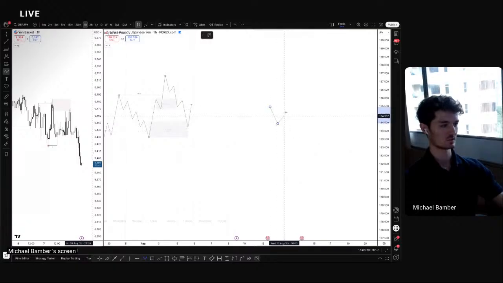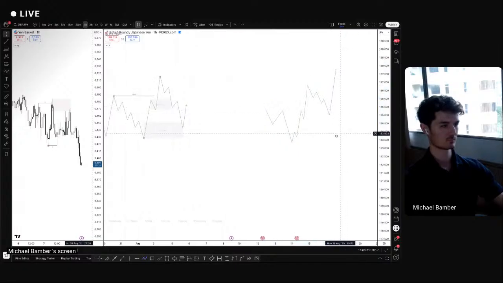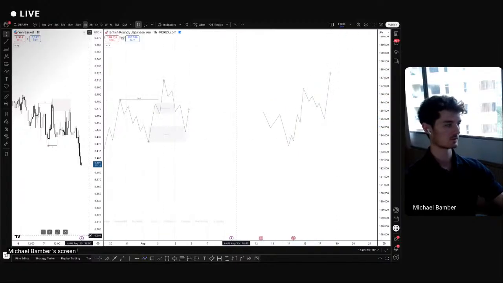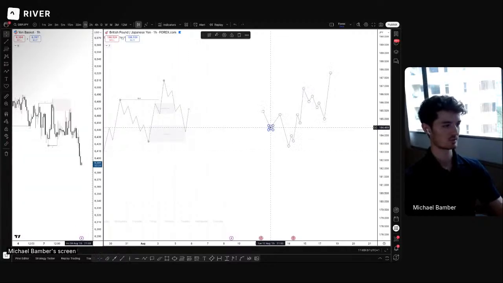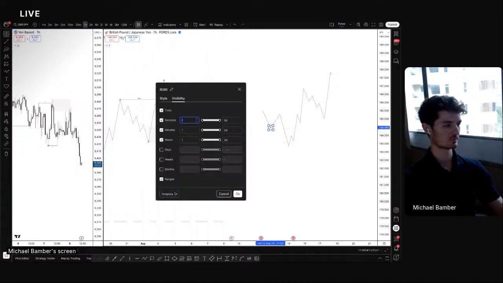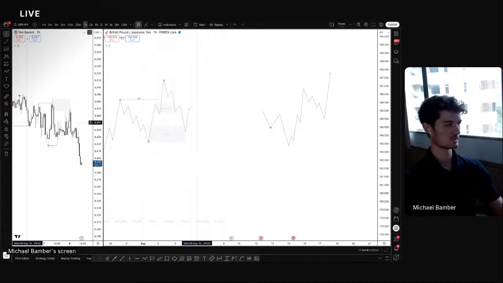So the 1 hour, if we're taking this leg and we've tapped into this PD array, and all of a sudden you see market structure look like this. So what is this? This is a bearish trend that's changed into a bullish trend. So this is the H1, remember?